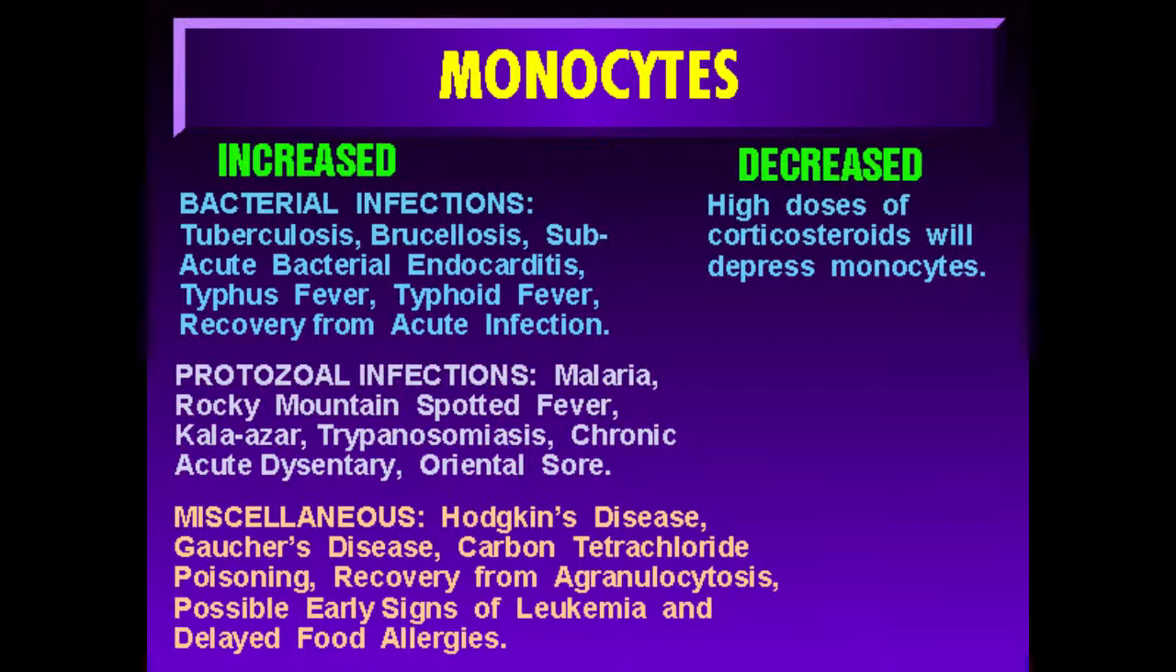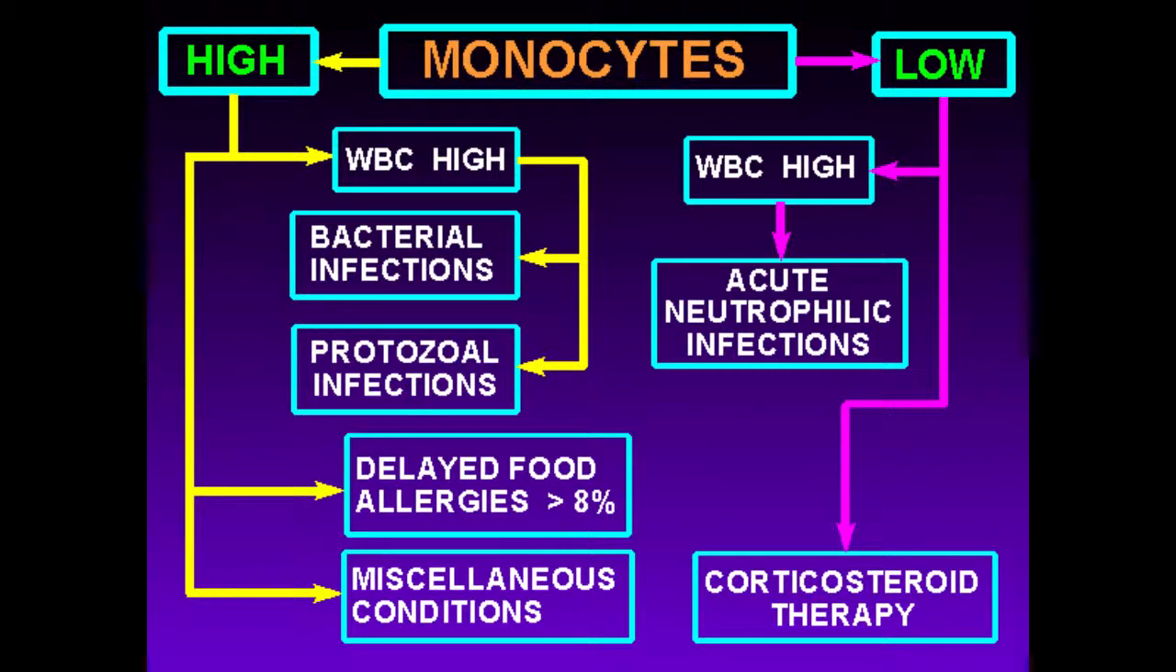Decreased monocytes have no clinical significance. However, it is well to mention that high doses of corticosteroid therapy will depress the monocyte population. Elevated monocytes, coupled with an increased white count, should direct your thoughts to either a protozoal or bacterial infection.